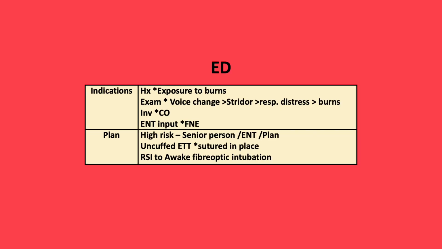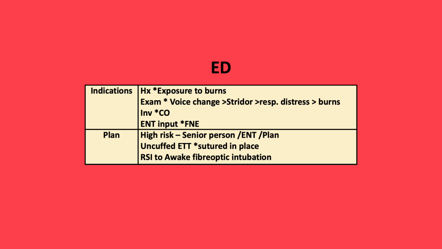The degree of airway injury can be estimated from multiple factors: the patient's history in regards to the exposure to the burn, examination findings, investigations including the ABG and the carbon monoxide percentage, and further investigations from an ENT team, including a flexible nasal endoscope. The airway management should be based on these features. If the patient requires intubation, it should be a senior person with ENT present with a clear plan in place.